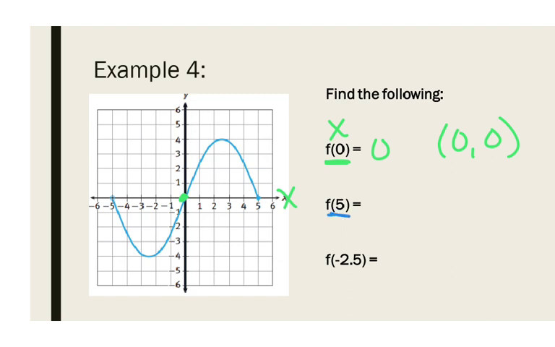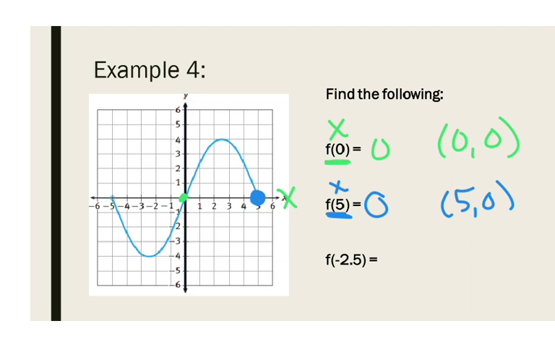Okay, whereas the next one asks for f of 5. So once again, this is your x value. So go to 5 on your x-axis, which is right here. Once again, that touches the blue curve again. So that one's also 0. So this is 5, 0.